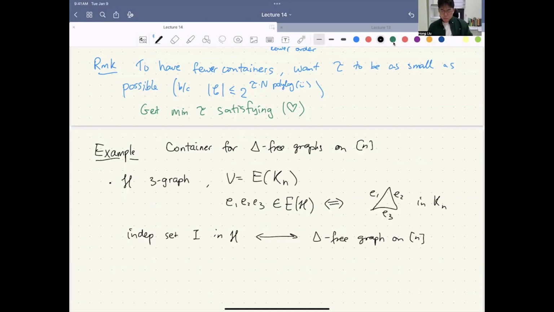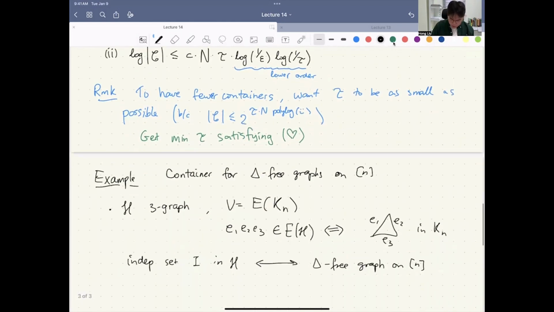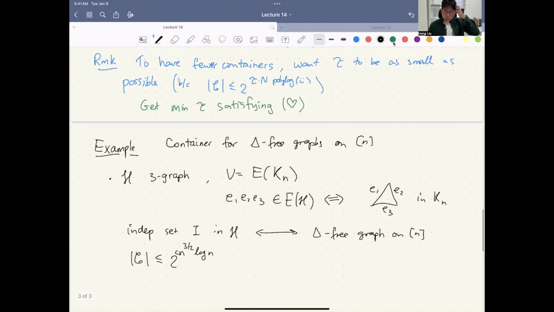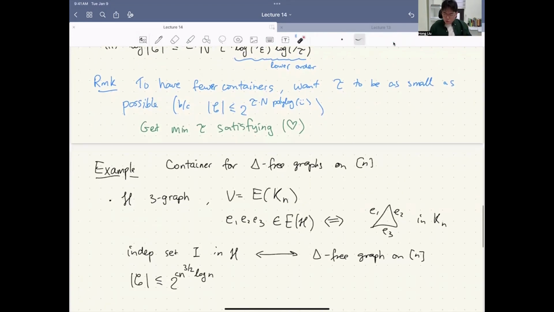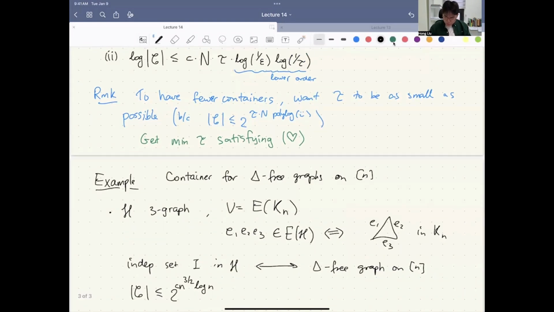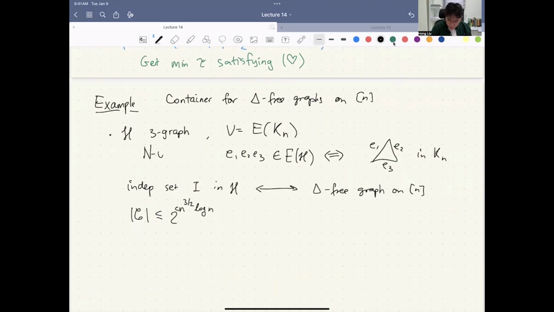Okay. Now let's see why our bound on the number of containers here gets stuck at 2 to the n to the 3/2, some constant, times log n. Basically, let's check this remark. We want tau to be as small as possible. In this case, what's capital N? Capital N is the number of vertices. In this case, capital N is n choose 2, roughly n squared. Let's forget about constants.